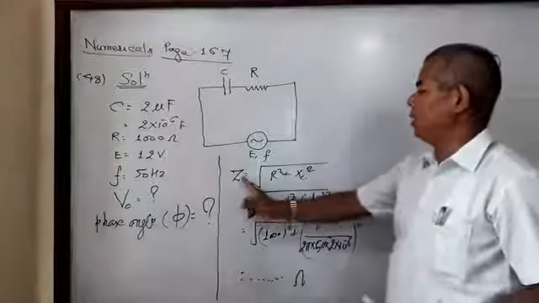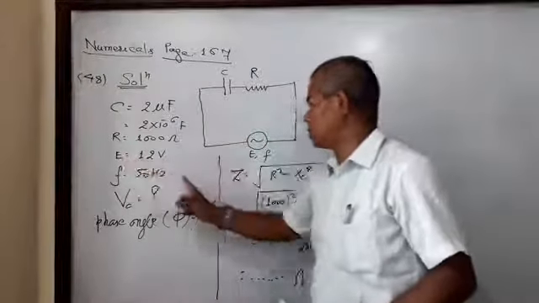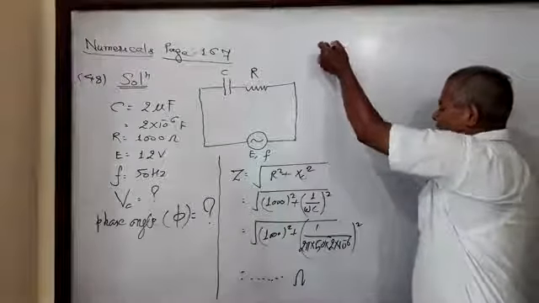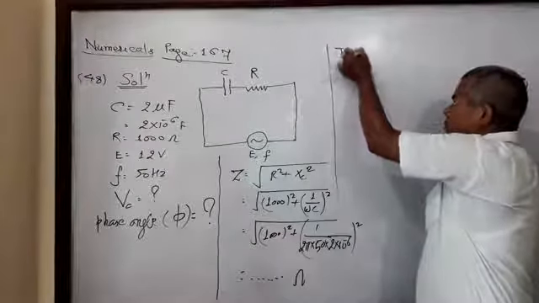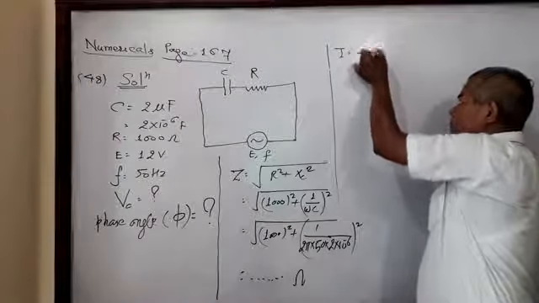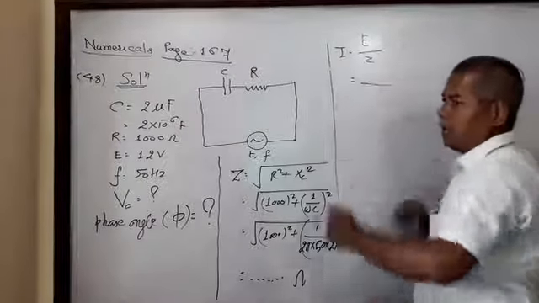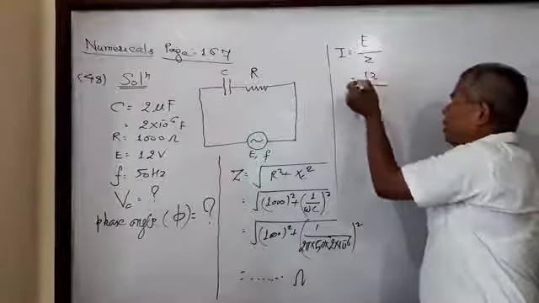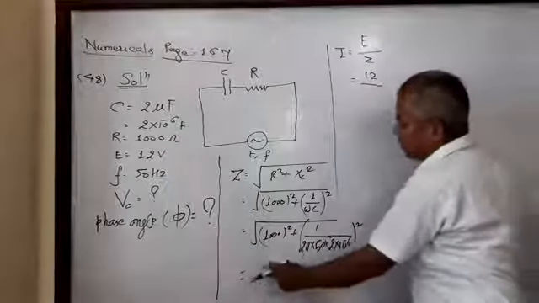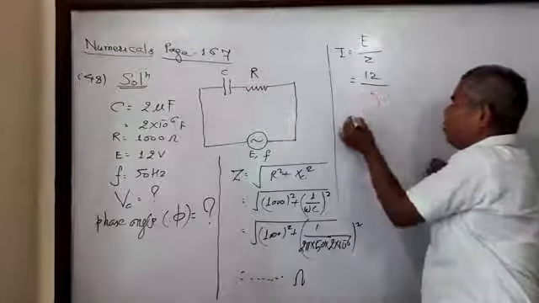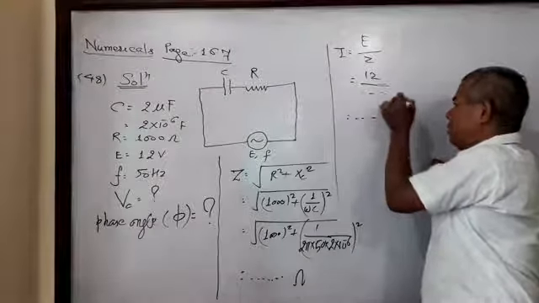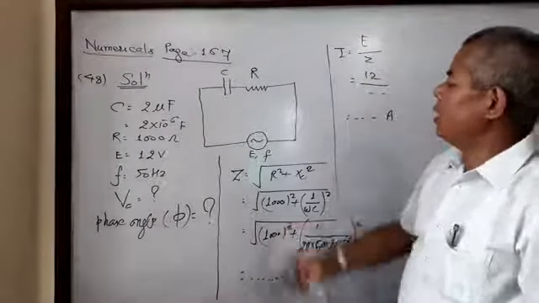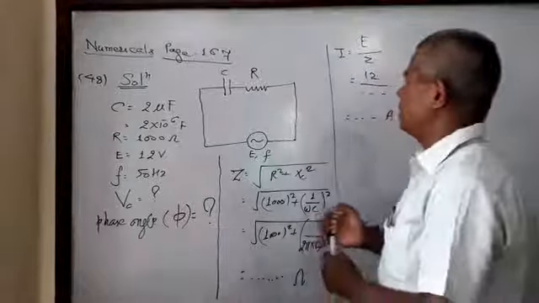Now here is Z, here is the EMF voltage given to us, and this is resistance. Then we can find the value of current. Current I has value E by Z, and E has value 12 volt, that is 12 volt divided by Z. Z is already determined here. Then we can find the value of current, SI unit ampere.